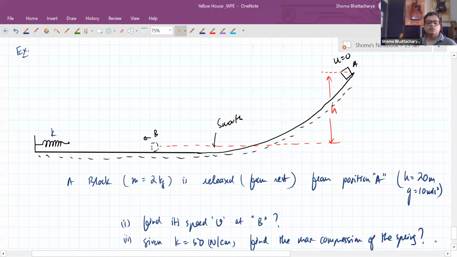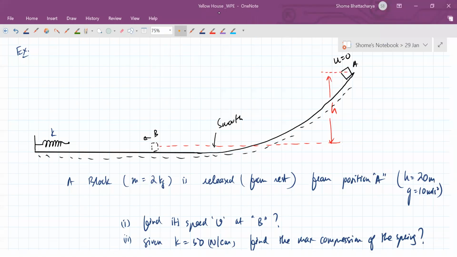Okay, so this you will see is an easy question because you can just conserve energy. Because there is no friction, there is no dissipation of mechanical energy. Normal reaction will not be doing work because it always acts perpendicular to the instantaneous velocity.